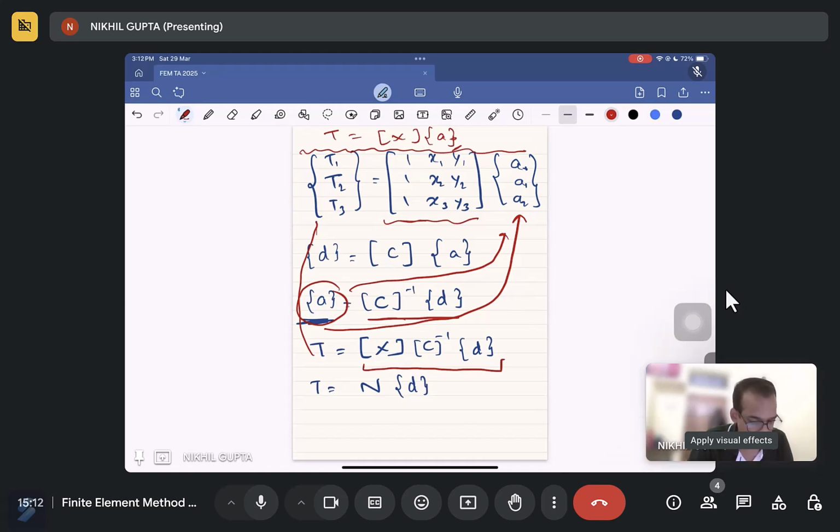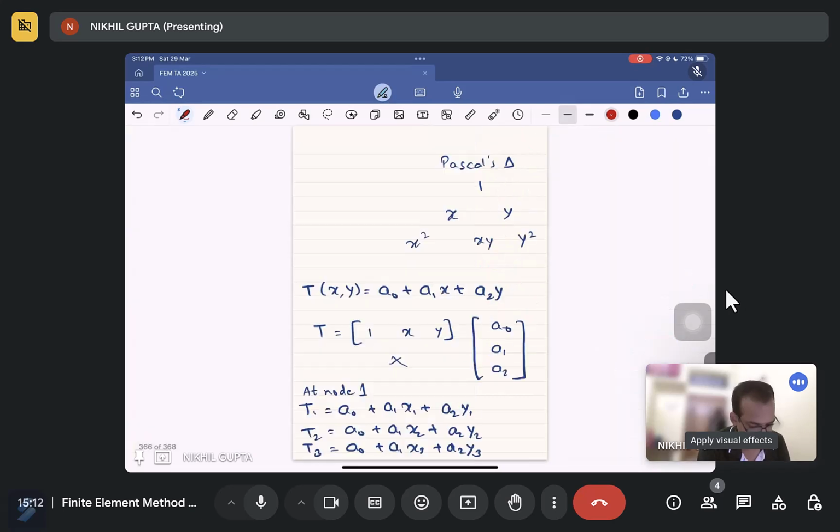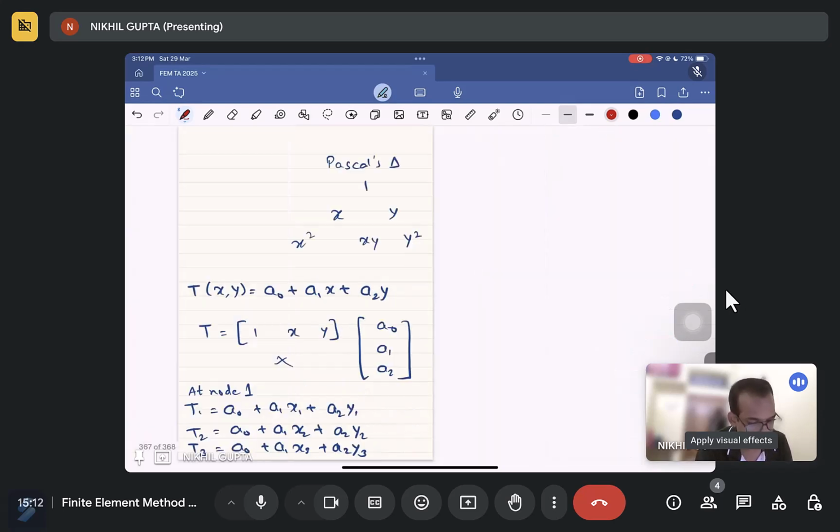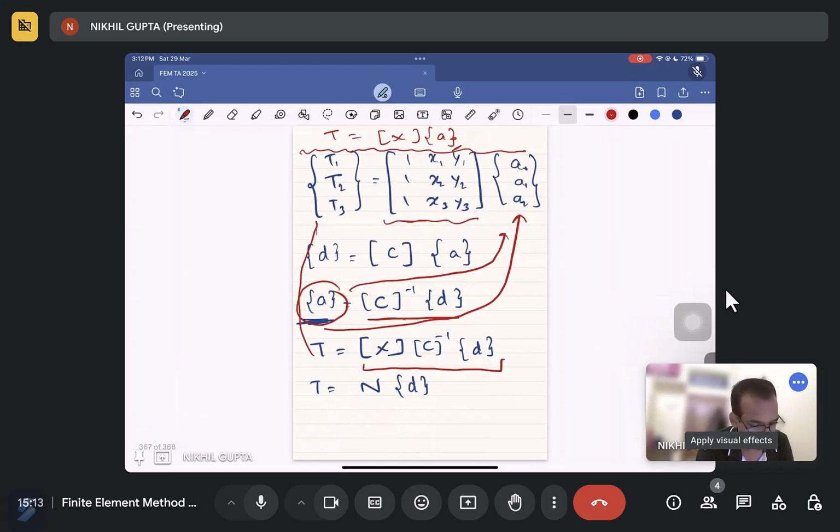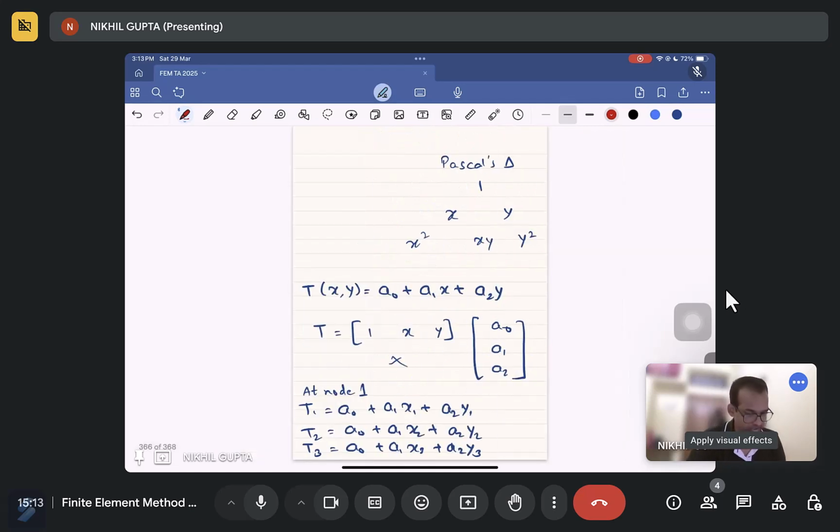No, that is again not right. First you are saying that T equals X into A. Again you are writing the X as C. No, no, this is coming from this. Oh wait, what has happened? Oh, sorry. T is this. T is equal to X A. T equals to this, which is X, into A. This is A.